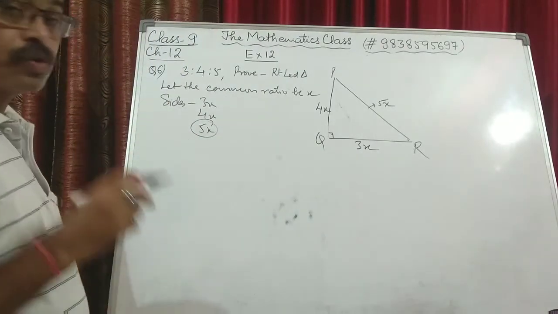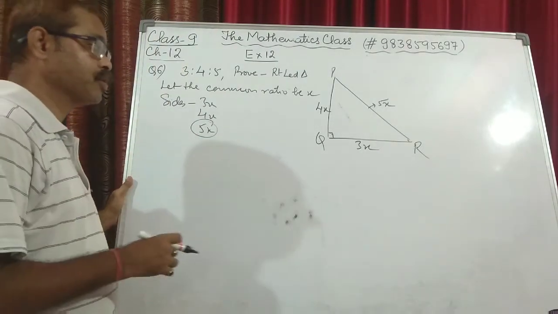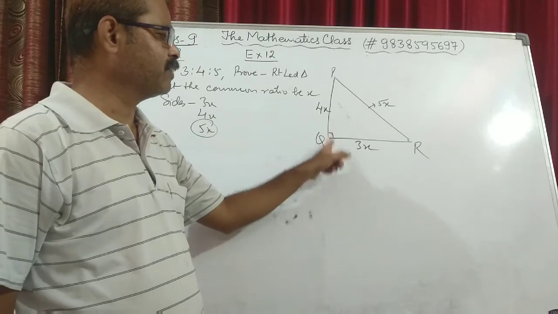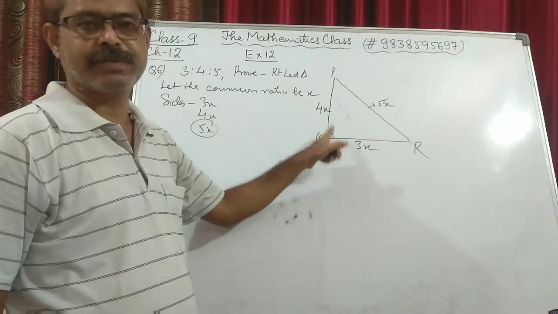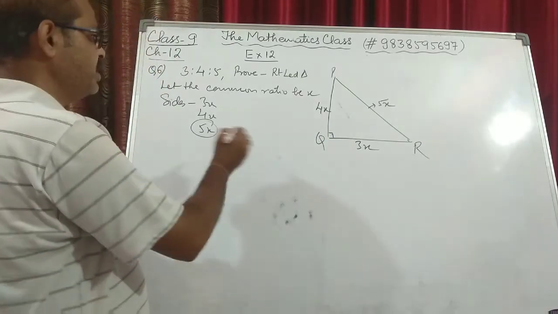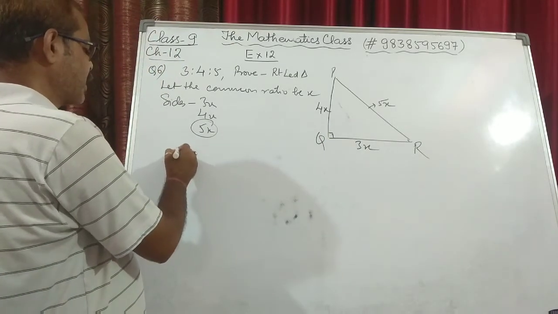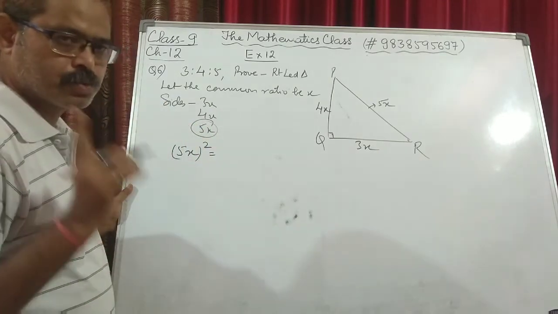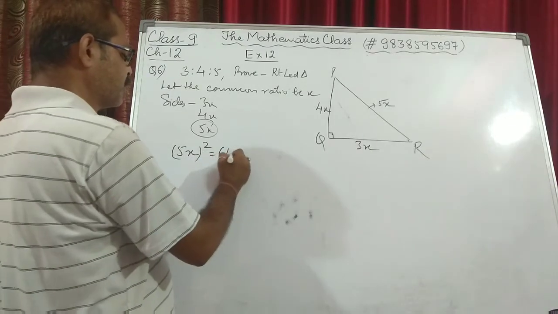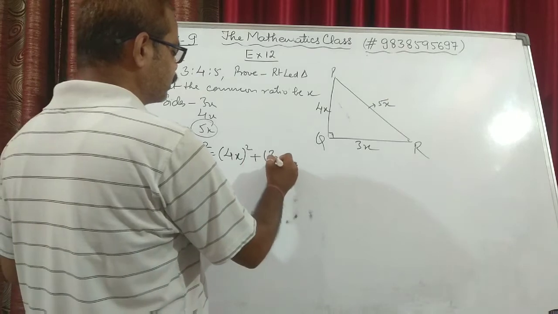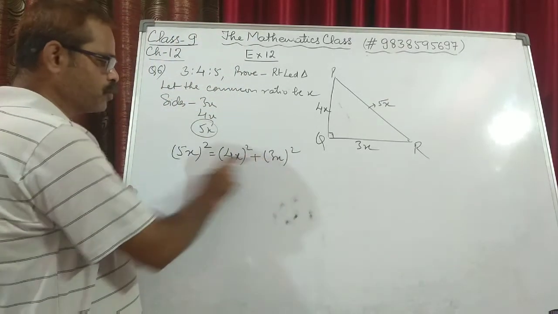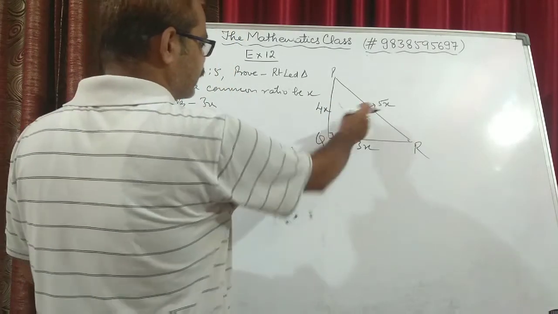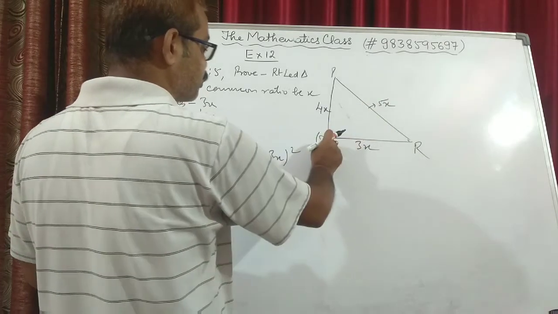How will we prove it? By using the Pythagoras theorem. Basically we are using its converse because we have been given the sides and we have to prove that one of the angles is 90 degrees. In this particular question we'll prove that angle Q is 90 degrees. So we apply the Pythagoras theorem: the square of the biggest side should be equal to the sum of the squares of the other two sides, meaning 4x square plus 3x square. If these two values satisfy, it is for sure a right angle triangle, and the angle opposite to the hypotenuse is the 90 degree angle.